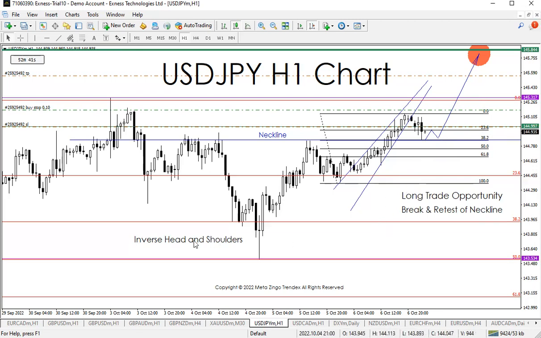Guys, as you know, nothing is 100% in Forex. Anything could happen. But the important thing is that you have to put a protective stop to protect your account. It is very, very important. You have to protect your account. Please observe proper risk management when trading this instrument.